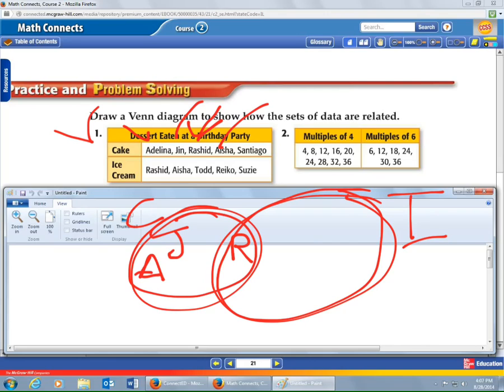Aisha also just goes up. Aisha is not just in cake, she's in ice cream, so we have to put her in the middle. In this case, Santiago is only in cake. We already know Rashid, we already know Aisha. We put Todd over in ice cream. Rico in ice cream, and Susie in ice cream. So now we've made our own Venn diagram. Hopefully this helps as we go through the homework.